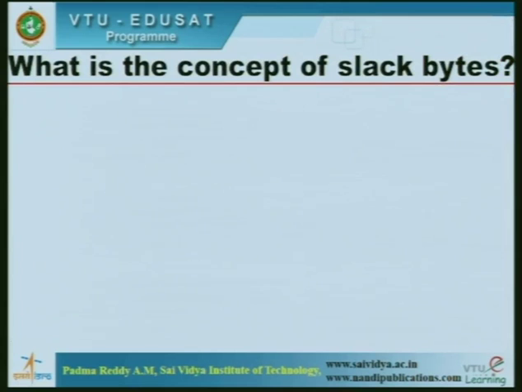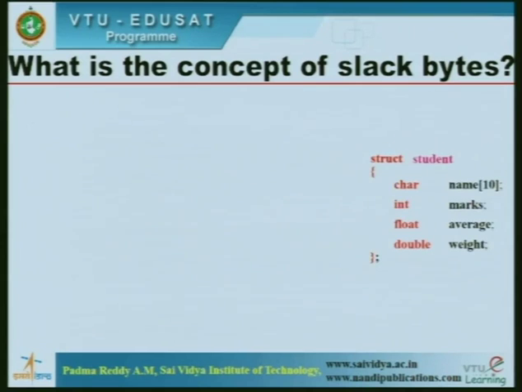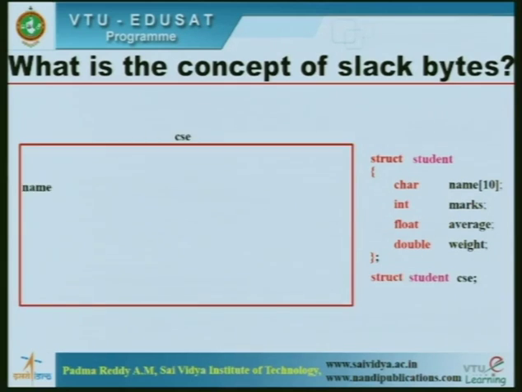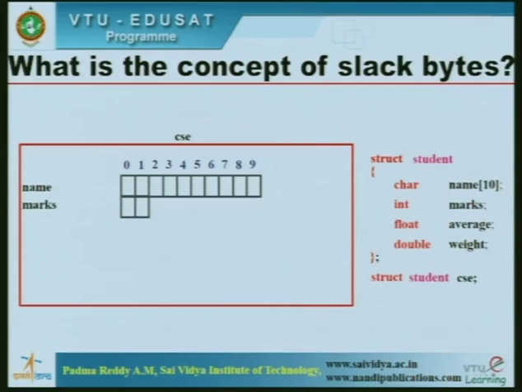Next, let us see what the concept of slack bytes is. Take this structure. Is memory allocated for this structure? Definitely not. If I want to allocate memory, this structure must be associated with a variable, say CSE. CSE is of type struct student. Now memory is allocated for name, consisting of 10 fields ranging from 0 to 9, and then we have marks, 2 bytes, then average, 4 bytes, and then weight takes how many bytes?